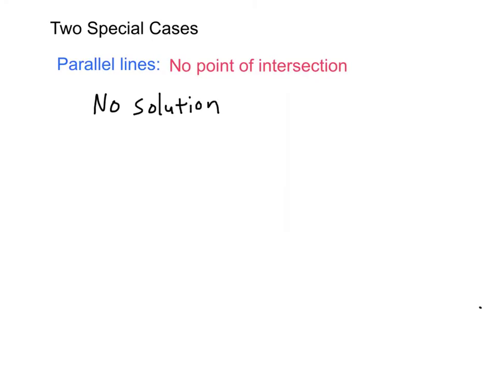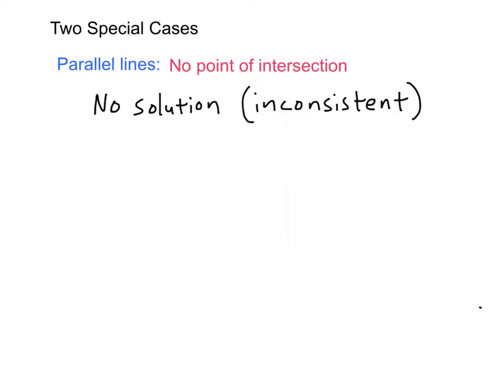And often when there's no solution in this case, the system is said to be inconsistent. So inconsistent is a code word that means there's no solution and that the lines are parallel.